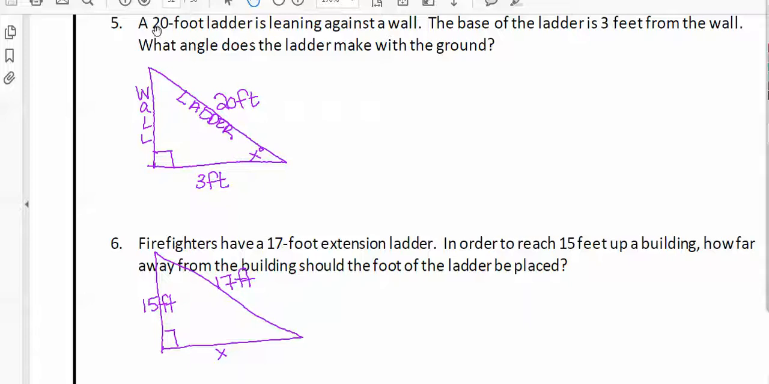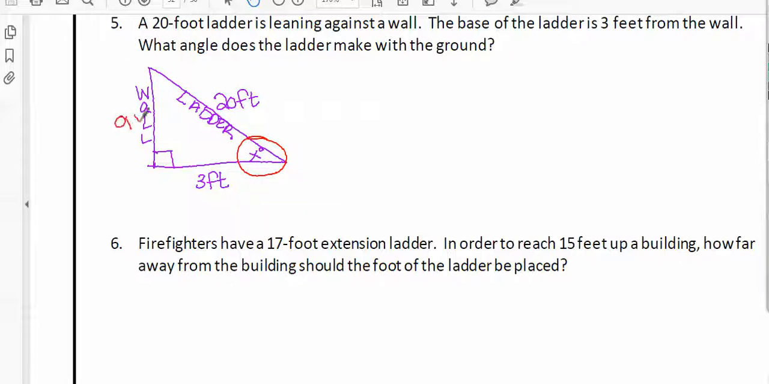So, a 20-foot ladder is leaning against a wall. The base of the ladder is 3 feet from the wall. What angle does the ladder make with the ground? What we don't need is this triangle, so I'm going to go ahead and get rid of it so that I can concentrate on what I have. I'm picking the angle that I'm looking for. If I have to pick an angle in word problems, I almost always pick it in the same spot. So I'm going to label my opposite, my hypotenuse, and my adjacent.